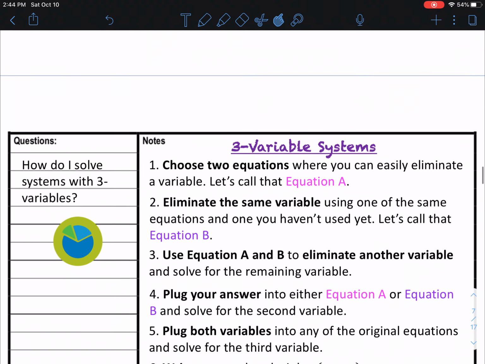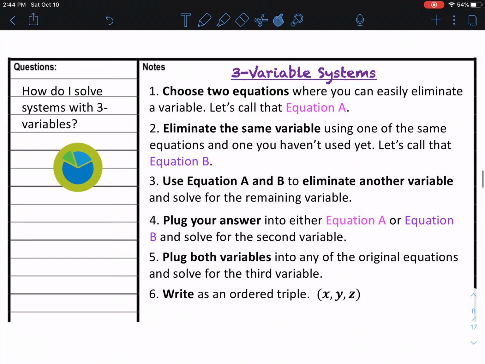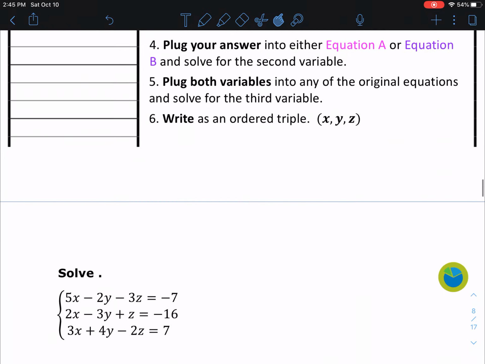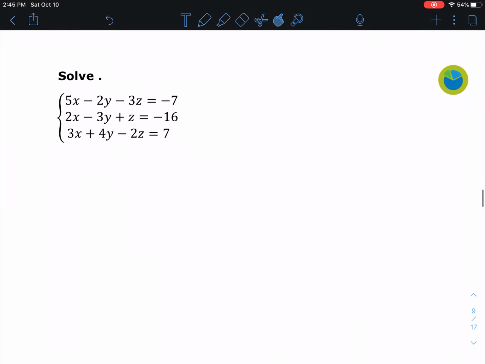Okay, so here are the steps. These problems take a long time. So prepare yourself, take your time, follow these steps, and be really diligent. Watch your signs, be careful. Okay, so here we go. We're going to try this out.